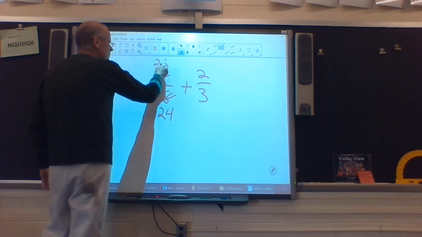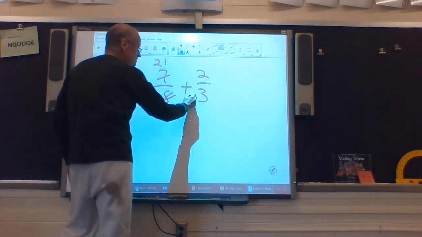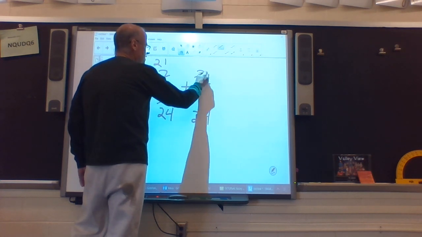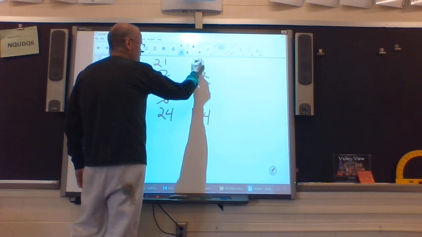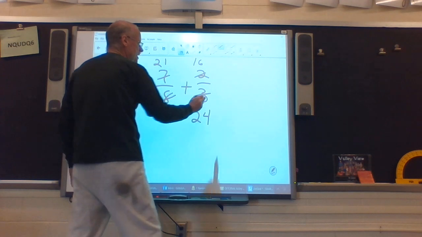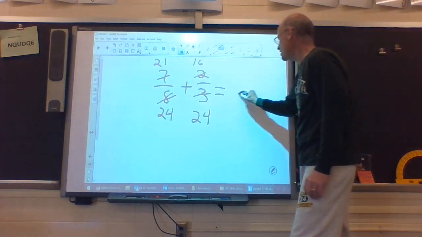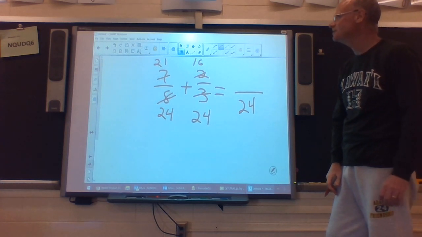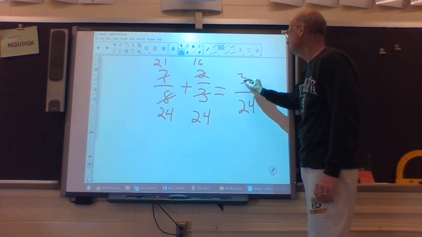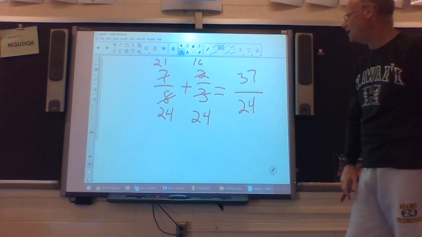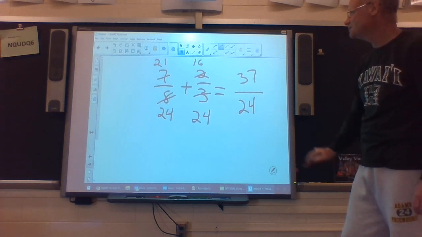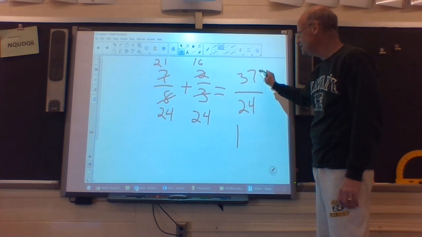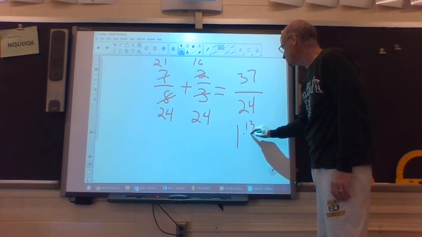So 7 times 3 is 21. To change this into 24, I multiply by 8. Whatever I do at the bottom, I have to do at the top. And now, my denominator is going to stay the same because the pieces are still cut in the same size. And I get 37 over 24. Now I know 24 goes into 37 once, and there are 13 left over.